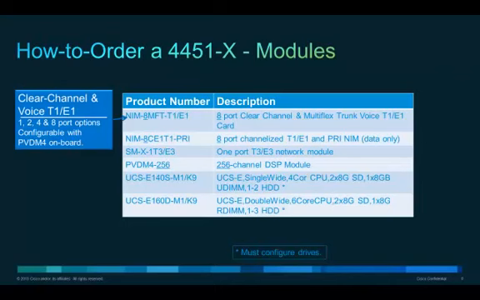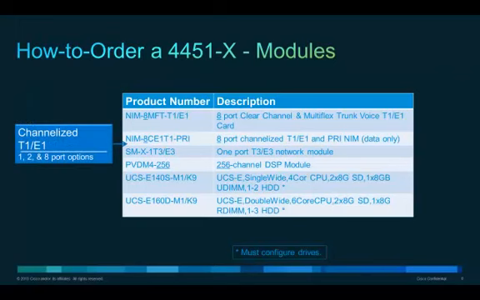And the great thing about the new NIM form factor is it lets us build modules with up to 8 ports and DSPs directly on the module itself. So it gives us a lot more flexibility in terms of module real estate. The second module we have looks very similar to that, the MFT module, and that's the channelized T1/E1 module. Of course, channelized is only going to support data. And in this option, we have 1, 2, and 8 port options here as well.